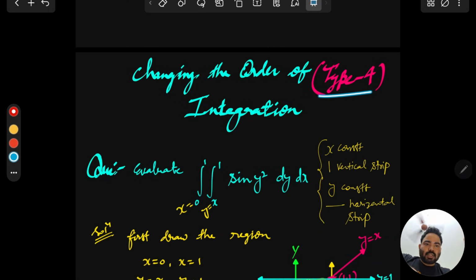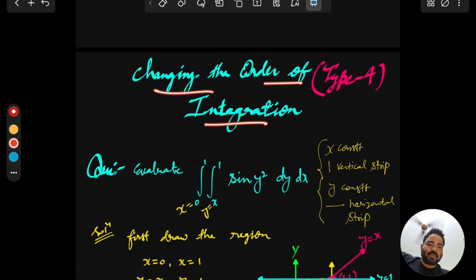So this is type 4, and what is type 4? Type 4 is nothing but change of order of integration. And why do we need to change the order of integration? Sometimes we cannot solve in one order, and if we change it, see, this tells the order first, you have to do with respect to y, and after that x. Now if you want to change this order, and if limits are variable, then you cannot do it directly.